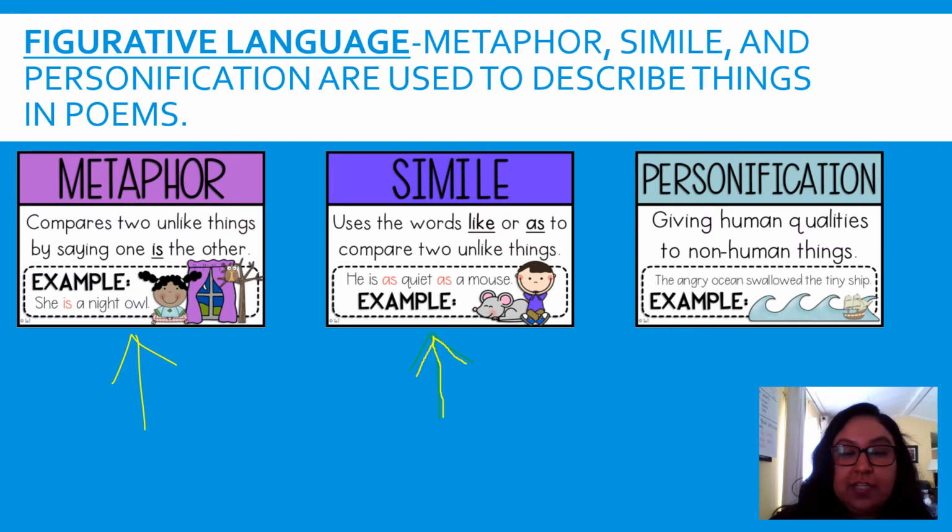Personification. Can you say personification? Okay. Giving human qualities to non-human things. The example they give here is, the angry ocean swallowed the tiny ship. Okay? Now, the ocean is not human, but it must have been so big, right? There must have been a storm, or there might have been waves, that they're using the word angry to show that it has a human quality. Okay? And that is what personification is. They're giving human qualities to non-human things, like the ocean.